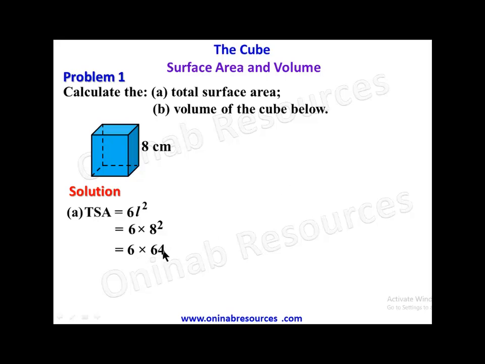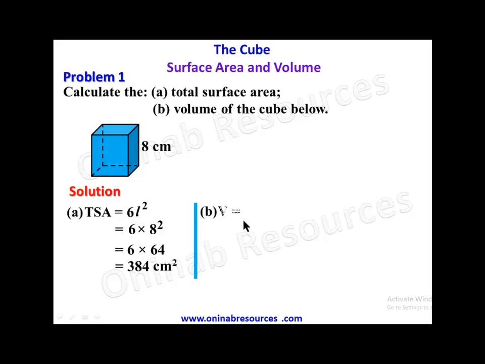6 times 4 is 24, carry 2, 6 times 6 is 36 plus 2, that will give us 384 square centimeters, which represents the total surface area of the cube represented in problem 1. So we go to B part of the problem, the volume of the cube.